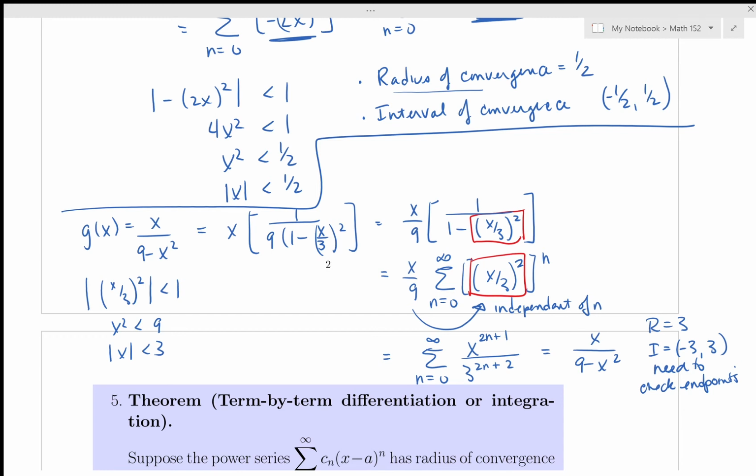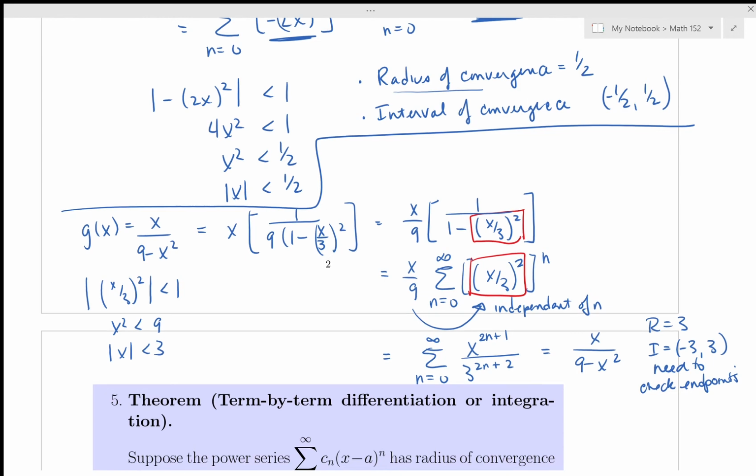And then when I have the minus 3, let's see what happens. I'm going to get positive and negative 1/3, which is also not going to converge. Okay, so the interval is as I've stated there. So you have to check the endpoints. Okay, so that's one way, a substitution on the geometric series.